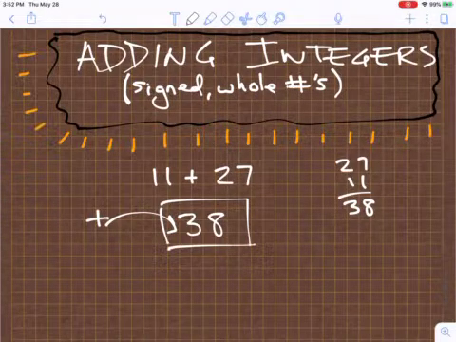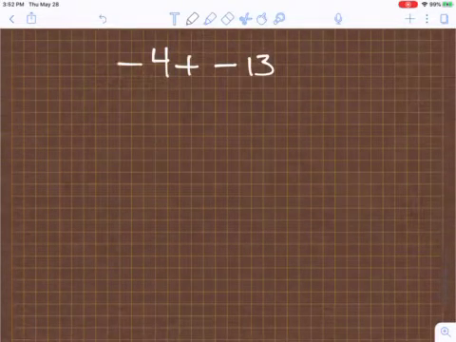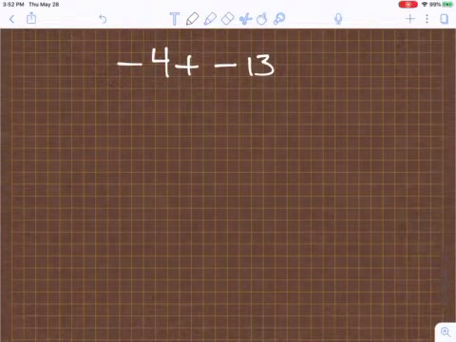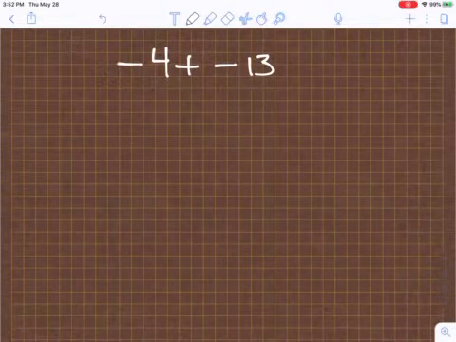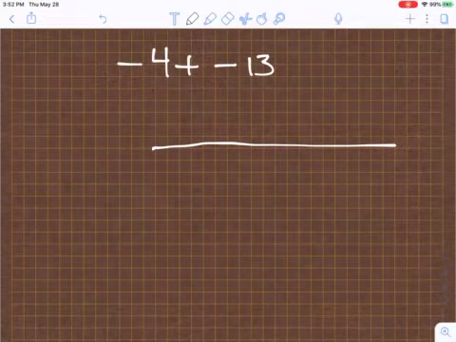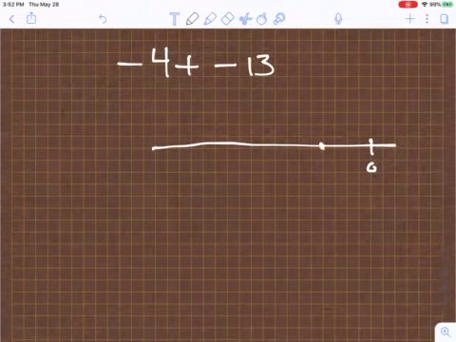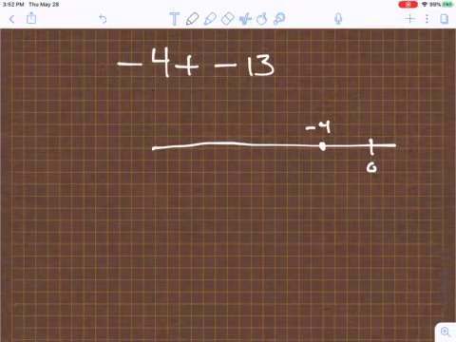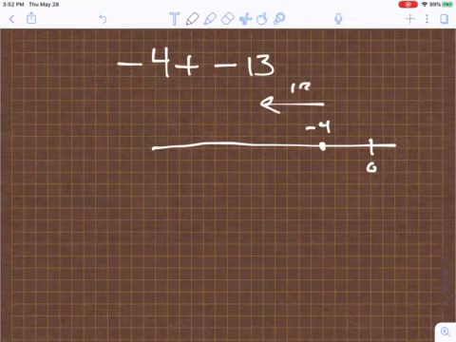So there's a rule we're going to establish throughout this video, and you're going to see it soon. Now look at this problem. Usually when I show this problem to a lot of kids, they start to panic. So what I would say is, if we were on a number line, say this is 0, then -4 is going to put you about right here, and then -13 means that you're moving to the left 13 spaces.